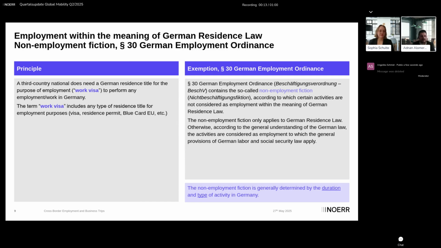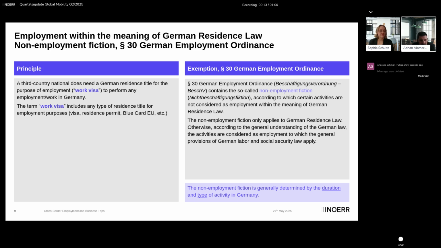Then, as mentioned, there's some specific employment within the meaning of German residence law, and a so-called non-employment fiction, in German Nichtbeschäftigungsfiktion. But at first, the principle. A third country national does need a German residence title for the purpose of employment. We will call it here work visa.